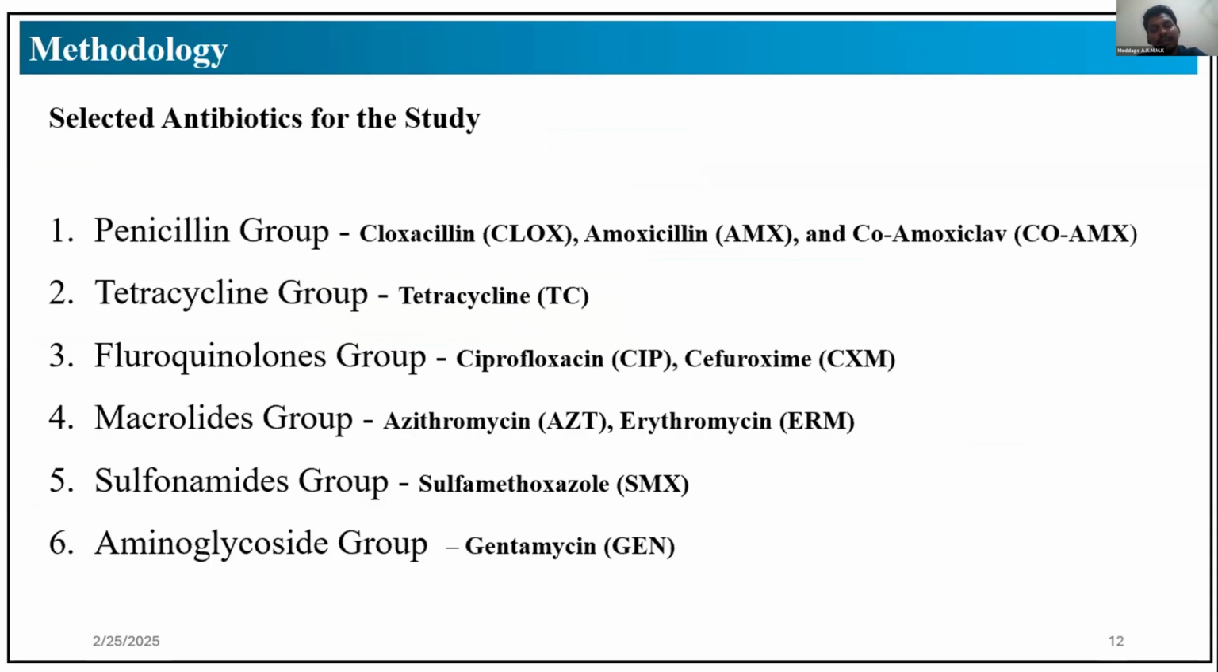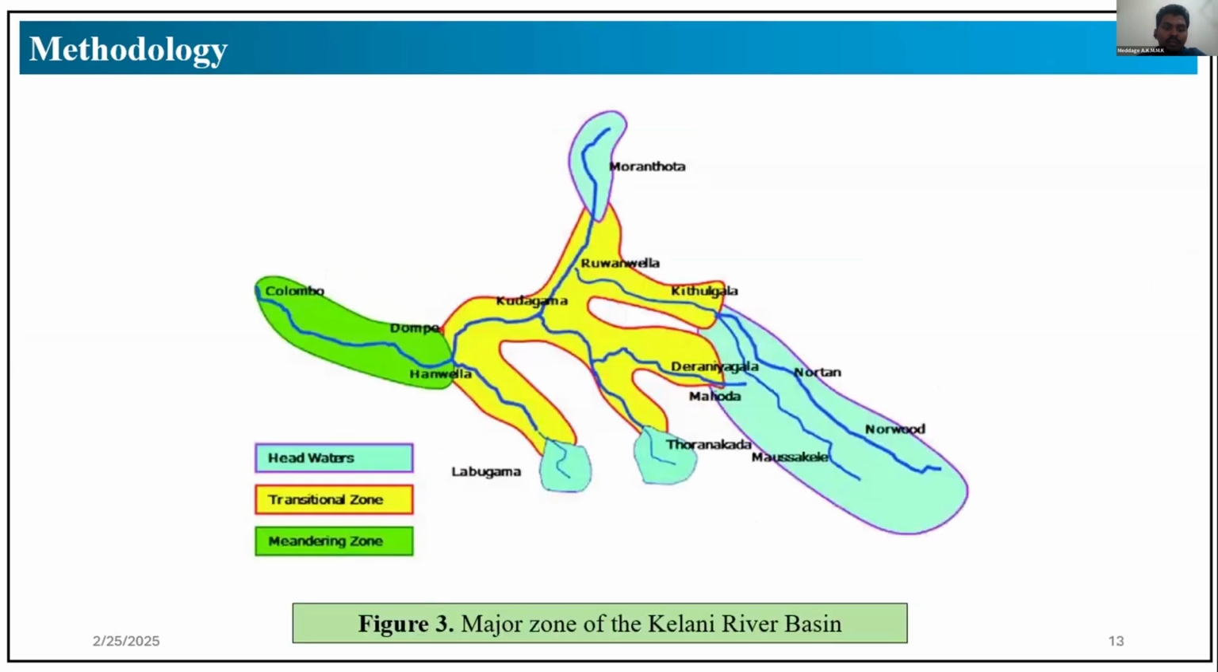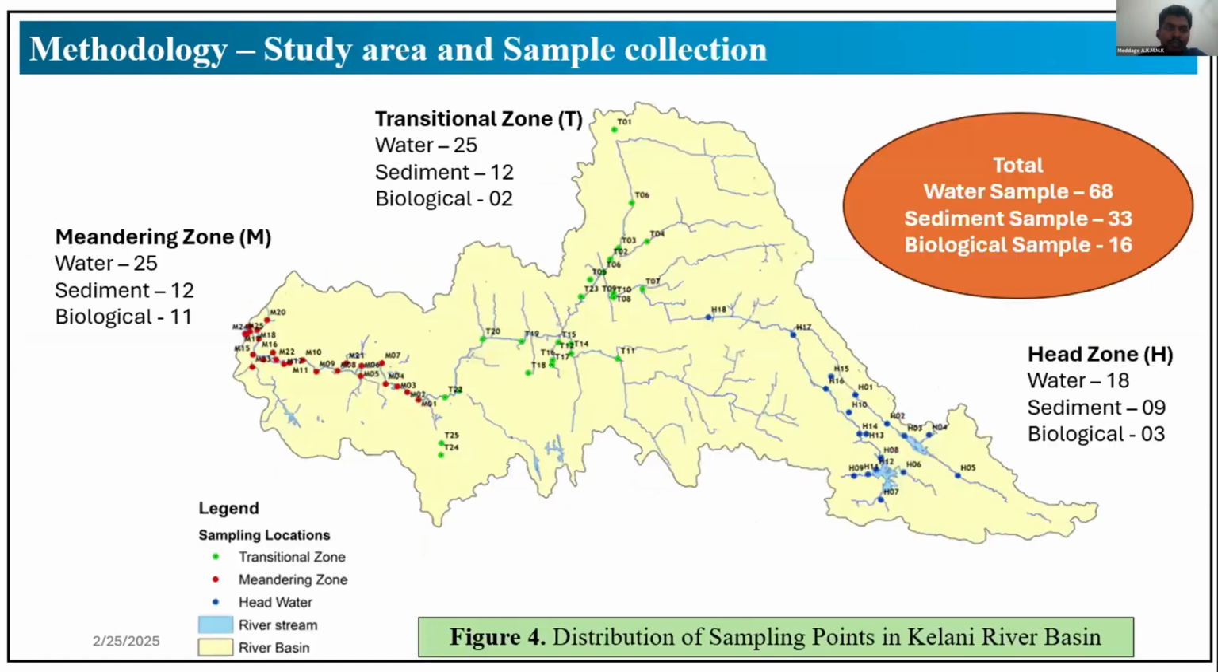Here you can see the antibiotics selected for this study. There were 10 antibiotics selected, which belong to 6 major antibiotic classes. Figure 3 represents the major zones of the Kelani Basin. Today I am going to talk only about this yellow region, the transitional zone, because sample analysis in the other 2 areas is still ongoing. In total, 68 water samples, 33 sediment samples, and 16 biological samples were collected to represent this river basin.